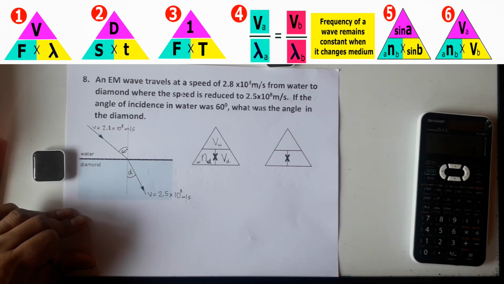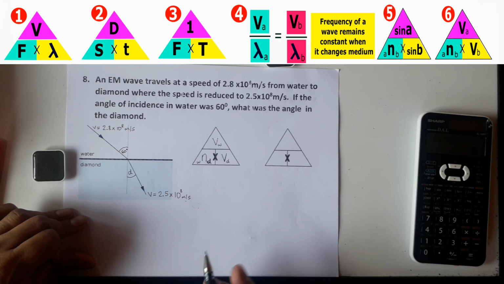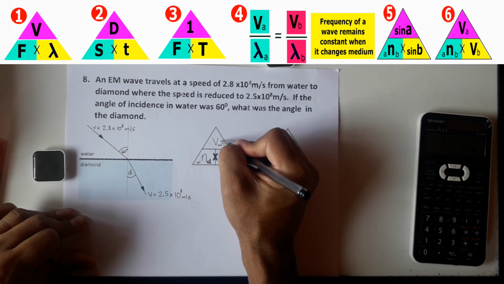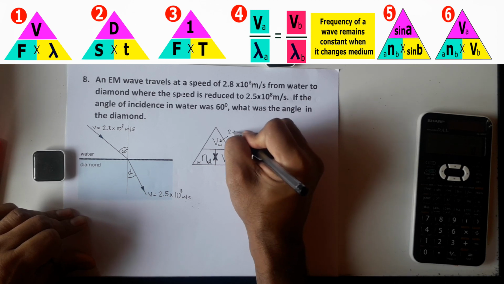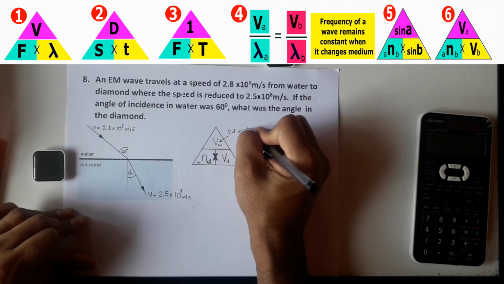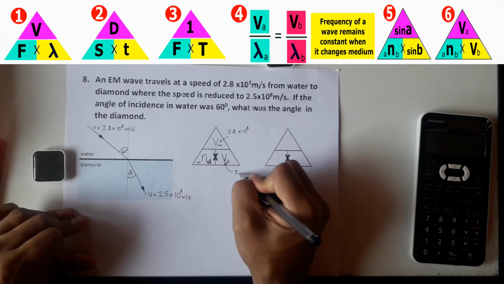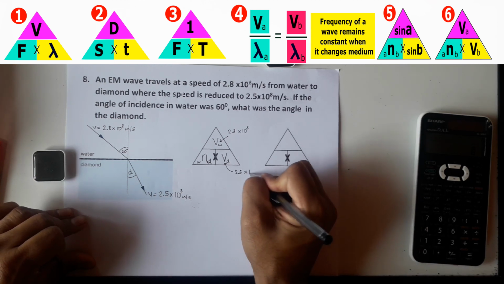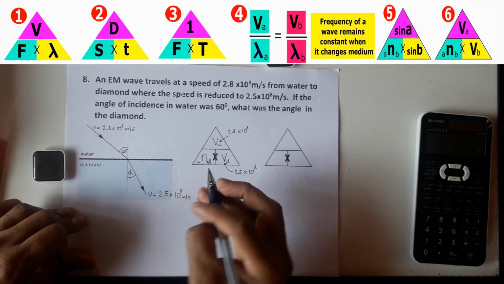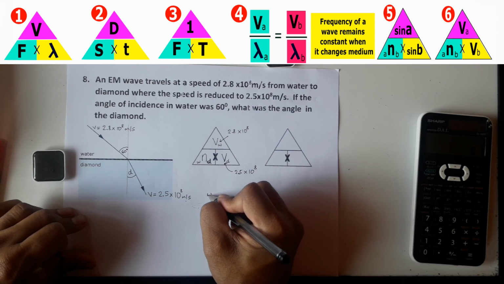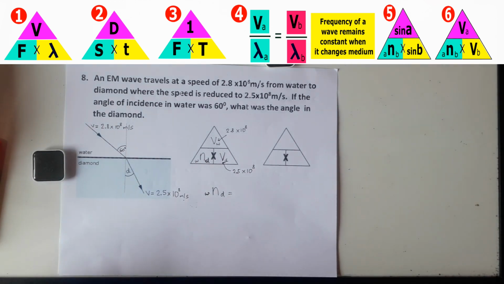If you want to calculate the refractive index from water to diamond, it's very easy to do. All we have to do is take the velocity in water, which we have, which is 2.8 multiplied by 10 to the power 8 and divided by the velocity in diamond, which is 2.5 multiplied by 10 to the power 8. If we divide this, we will get the refractive index from water to diamond. So let's do that.